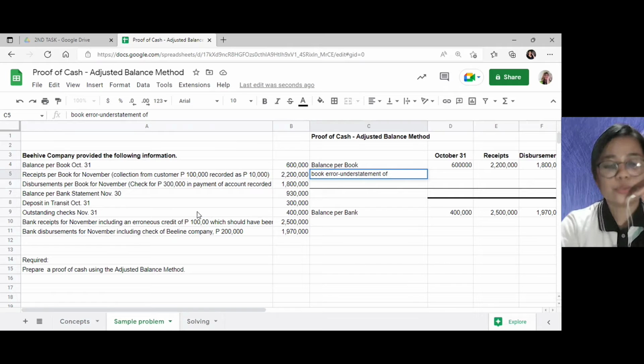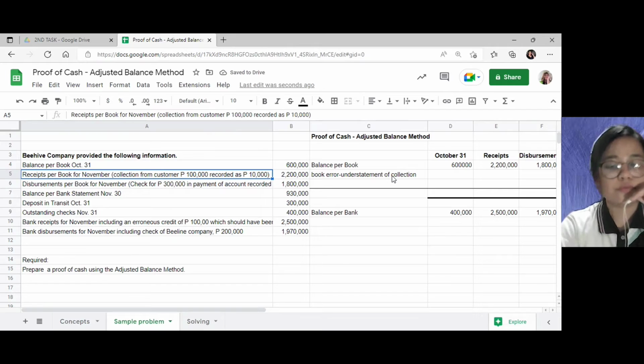After this, let us analyze the reconciling items pertaining to our balance per book. So let's have the book reconciling items. Which of these are the book reconciling items? Is there a credit memo? We see none. Is there any debit memo? None also. So what we have here is actually a book error.